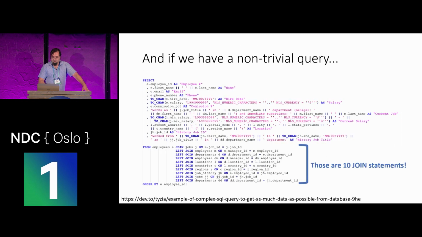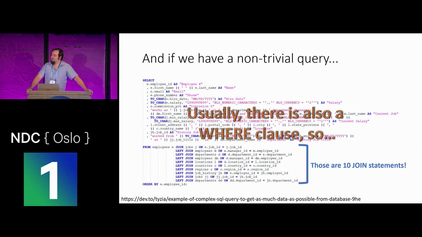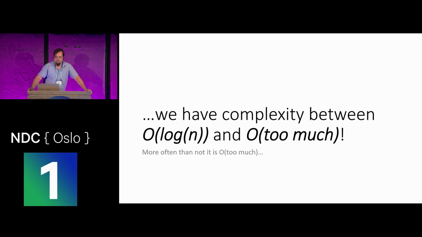Now, usually queries in production look like this. Can you think about the complexity of something like this, and I'm not talking about where clauses, which only add to the complexity. So essentially, we'll usually have too much complexity.